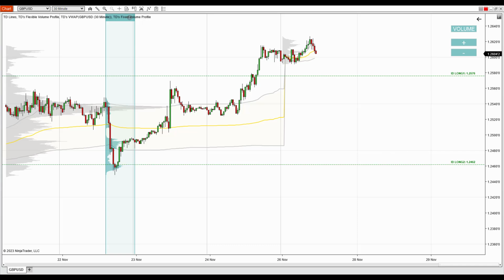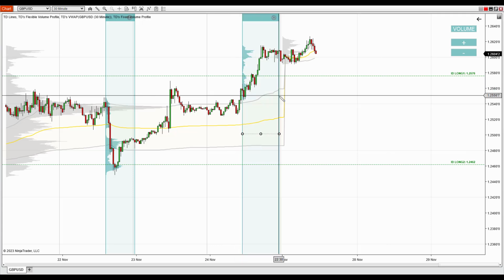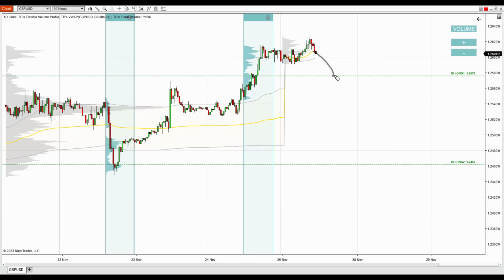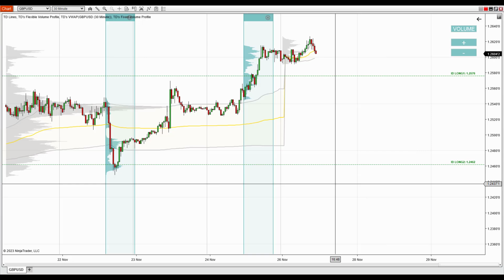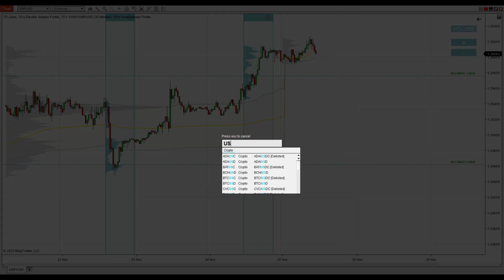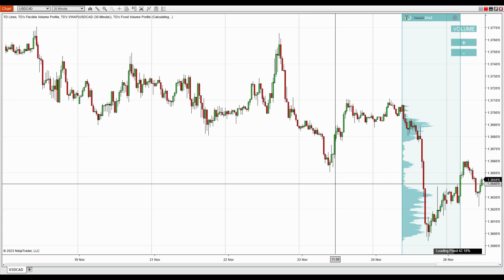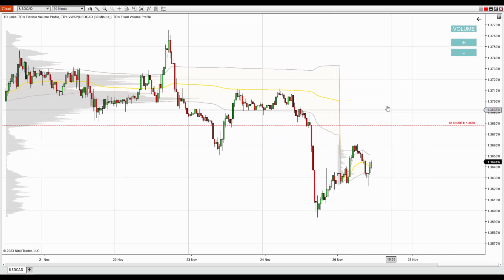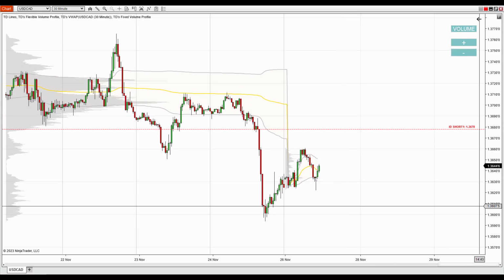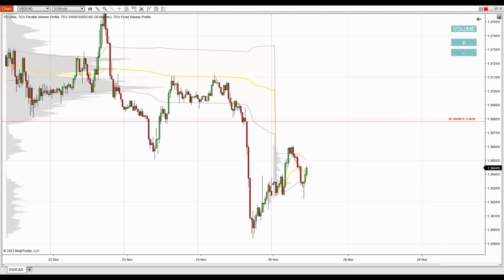So ideal scenario would be pullback to this first support and reaction, and then another pullback to this support and another reaction. So that's for the British pound. Let me now switch over to the next chart. It will be the US dollar Canadian dollar. So this is 30-minute time frame of the US dollar Canadian dollar, and I want to talk about this resistance.